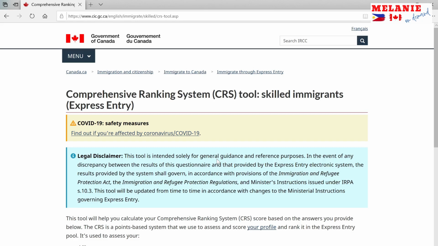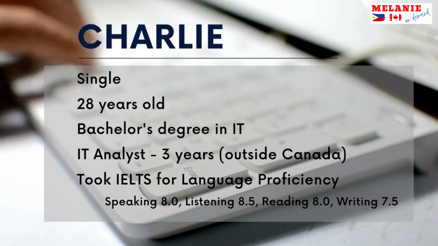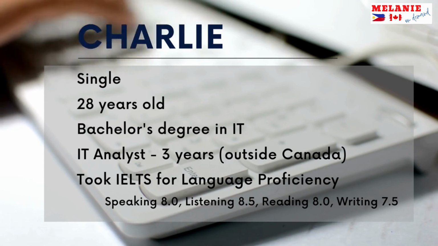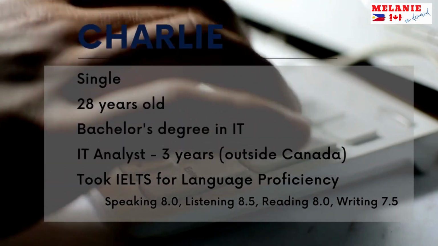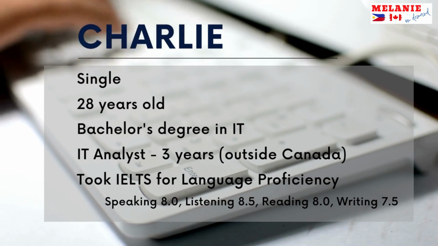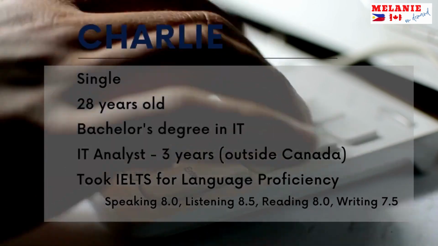I will be showing you how to strategize using this CRS calculator. For the purpose of this discussion, we will be using a person named Charlie, who is single, 28 years old, graduated with a bachelor's degree in information technology, and working as an IT analyst in the Philippines for 3 years now. He took the IELTS exam and his scores are 8.0 for speaking, 8.5 for listening, 8.0 for reading, and 7.5 for writing. This is a pretty good English score, and I would say above average for most applicants. So let's calculate Charlie's CRS score.